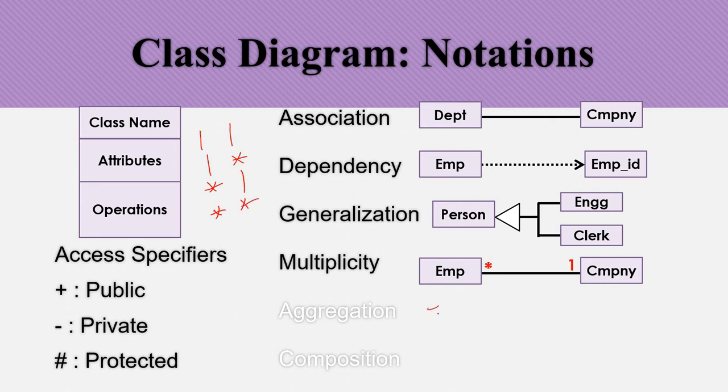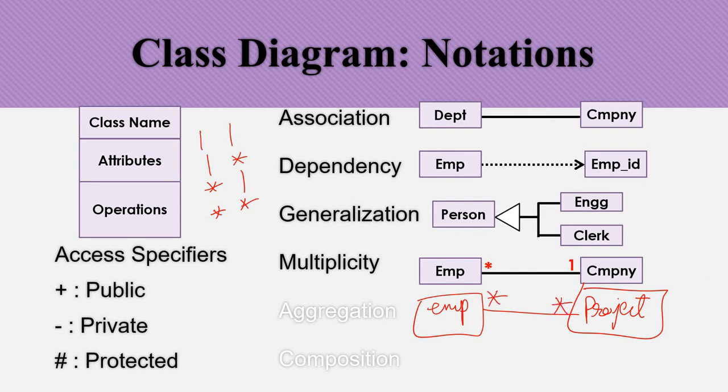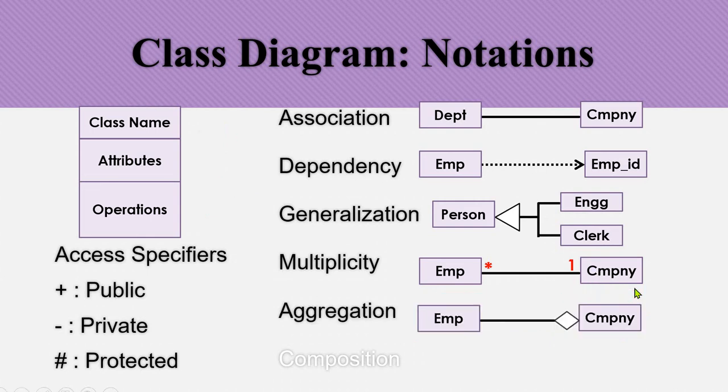Like employee working on project. So here we can have a relationship of type many to many, because one employee can work with multiple projects at the same time. Okay, so this totally depends on the requirement of your project.